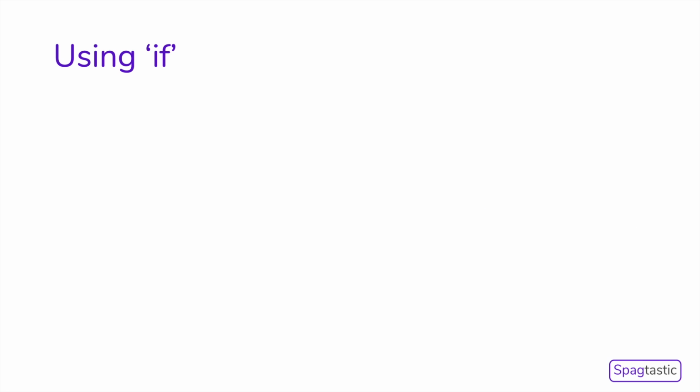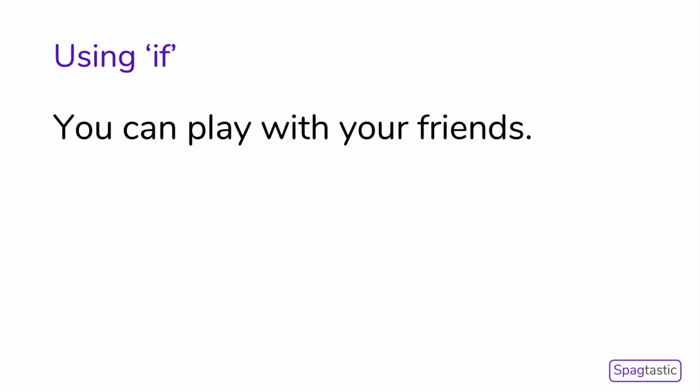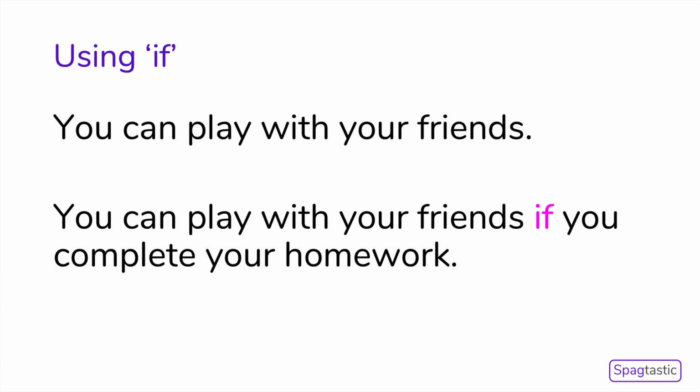Now let's learn about if. In the sentence, you can play with your friends, this makes sense by itself and it's a complete piece of information. We can use the subordinating conjunction if to add more detail. You can play with your friends if you complete your homework.